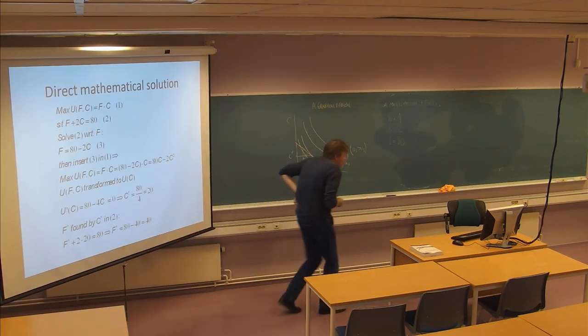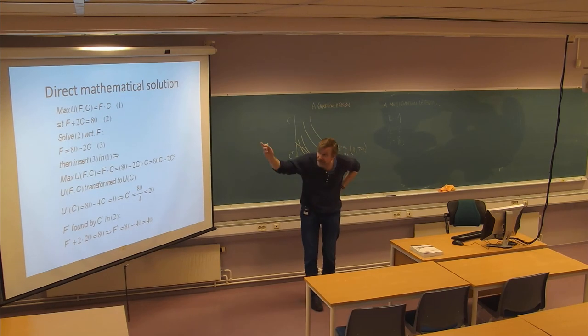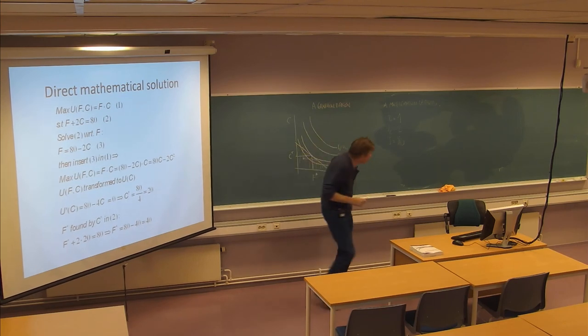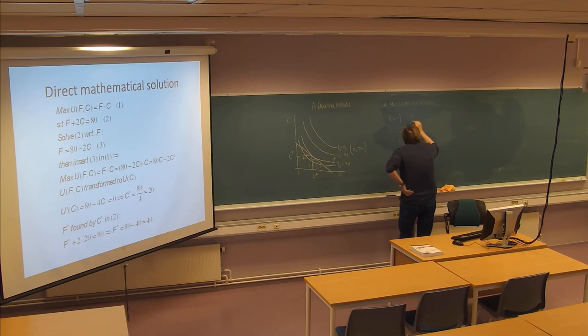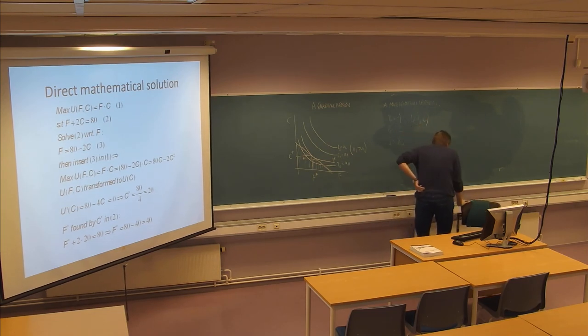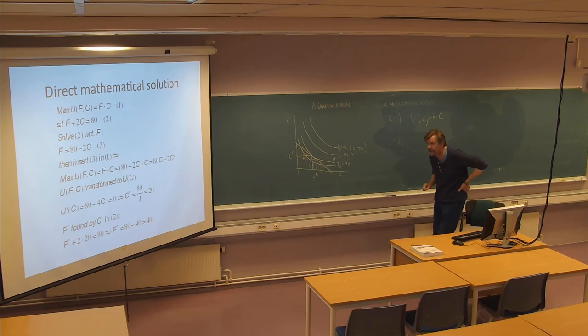But we also need the shape of the utility function. In this case, it is in equation 1. So the u of fc is a two-variable function, as you can see, and it's given very easily here as the product between f and c, not to make the mathematics too tough.